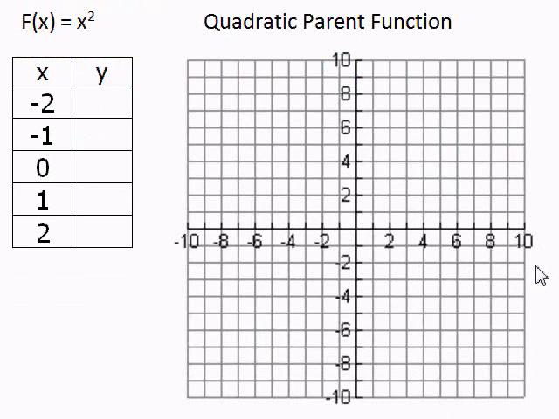Our next parent function is the quadratic parent function. F of x equals x squared. Again, I'm going to say that f of x is equal to y, so I can graph it on my xy axis. Go ahead and fill out the table and graph the function, and press play when you're ready to see the answer.